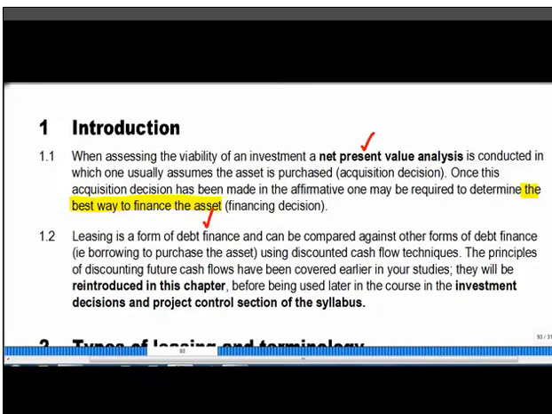And in this chapter we're going to look at how to appraise that decision, looking at both financial and non-financial factors. And as we do that, we're going to be using discounting techniques, which we've referred to earlier in the course and we're going to look at later as well. So now let's focus on leasing and just go through the different types and the different sorts of numerical analysis that you might be expected to perform.